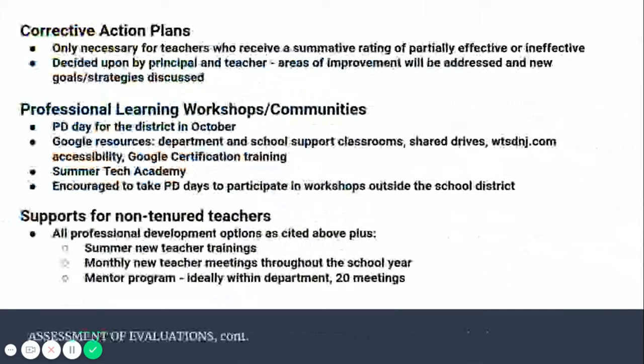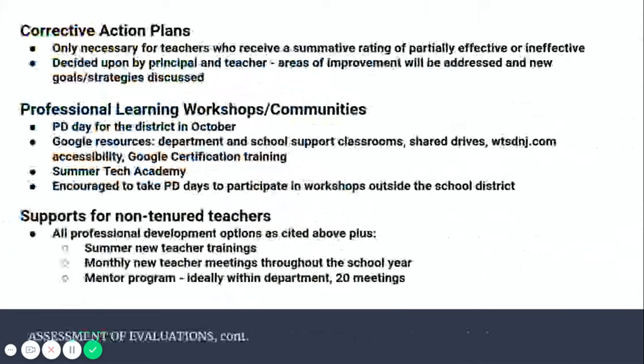If not, right, you might need to create a corrective action plan. These are only necessary for teachers who receive a summative rating of partially effective or ineffective. And this will be decided upon by your principal and teacher, set those areas of improvement, and discuss the new goals and strategies to try and use to increase your effectiveness in the classroom.